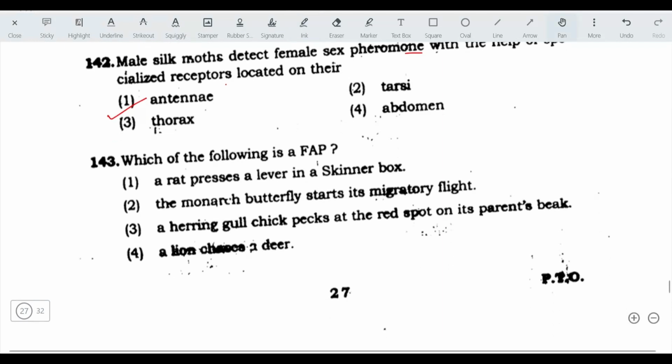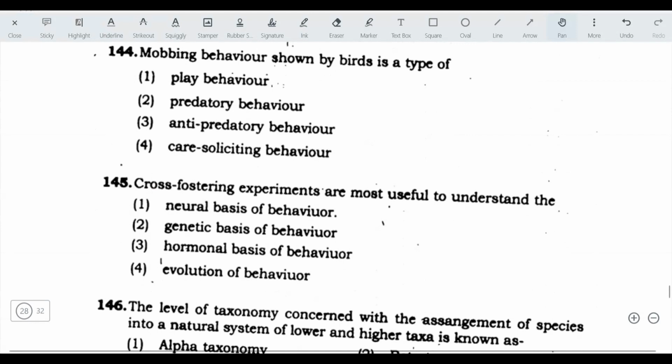Which of the following is a FAP? The answer here is a herring gull chick pecks at the red spot of its parent's beak. Next question, moving behavior shown by birds is a type of anti-predatory behavior, so they can protect themselves from predators. Cross fostering experiments are most useful to understand the genetic basis of behavior.